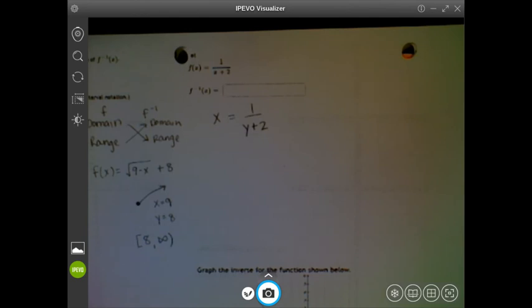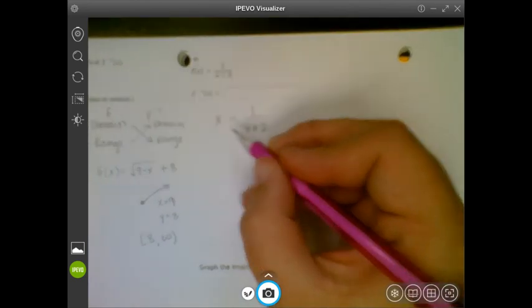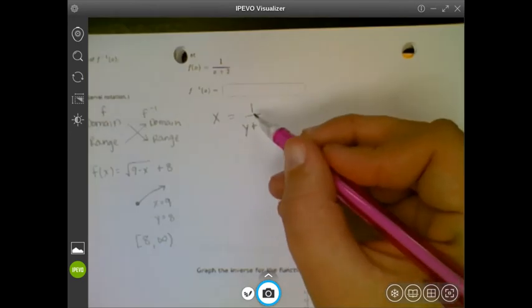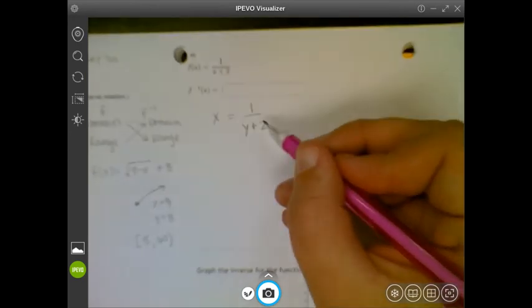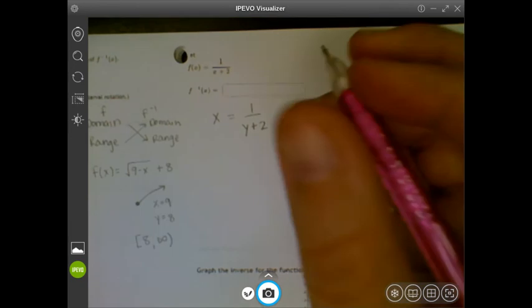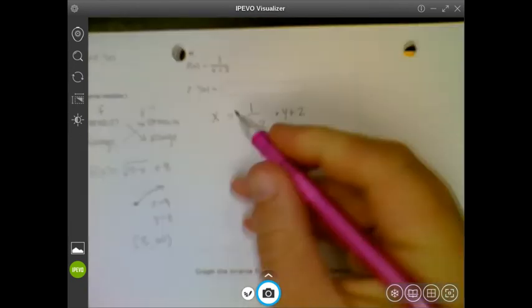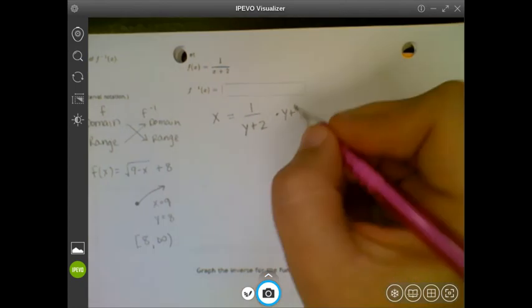And then from there, you have to solve for y. Solving for y in this problem might be a little tricky. First of all, the y is in the denominator, and so you have to get it out of the denominator. In order to do that, you need to multiply, because the denominator means it was being divided, so you need to multiply by y plus 2.